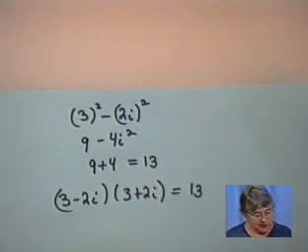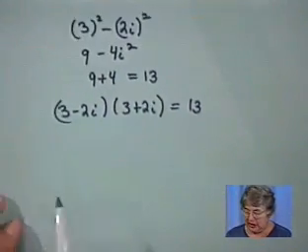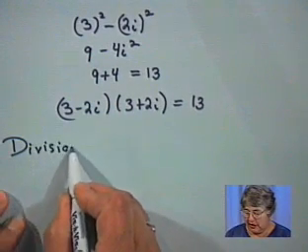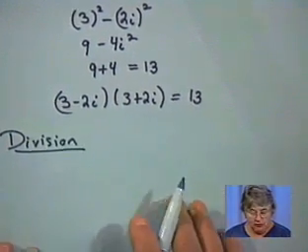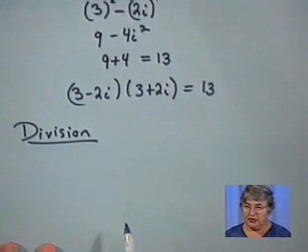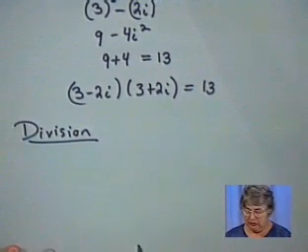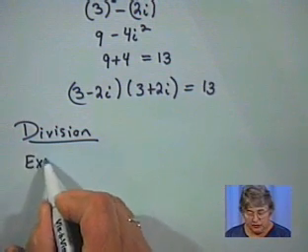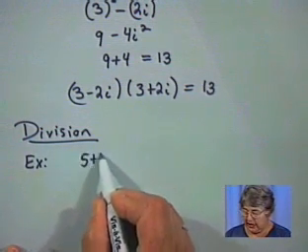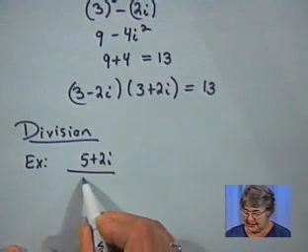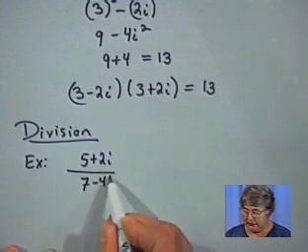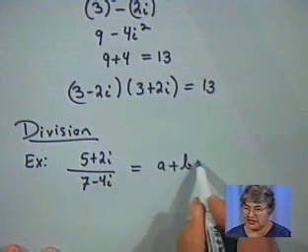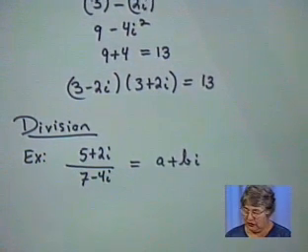Right, so since we've talked about division, let's do that. If we divide numbers that are complex numbers, then what we want to end up with is a complex number in the form of a plus bi. So let's take an example. Suppose we take 5 plus 2i and we divide that by 7 minus 4i. Now, we want to write this as a number a plus bi, which is a complex number in standard form.